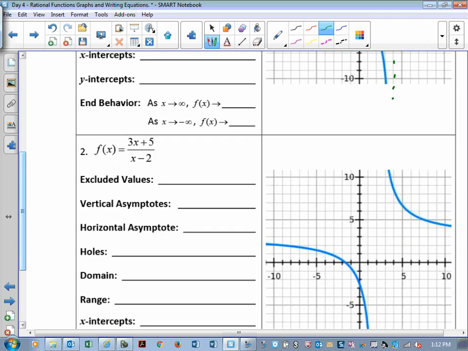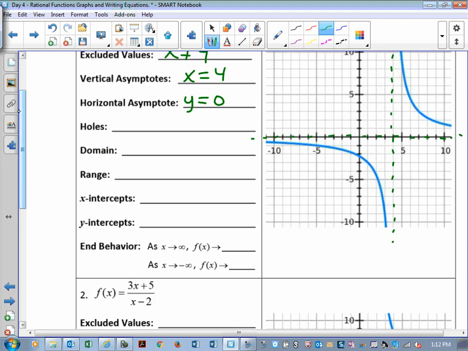Down here, what do you know about the degrees? They're equal. So how do we break the tie? Coefficient. So here, your horizontal one is going to be y equals 3. All right? If the numerator is bigger, there is no horizontal asymptote. Oh, there's actually an oblique asymptote, and we don't do that in Algebra 2. You can have that one next year. Okay, so let's go back up here and see if we can finish this up.